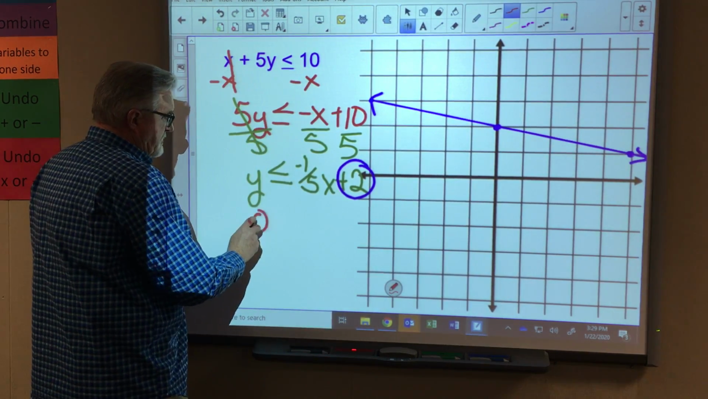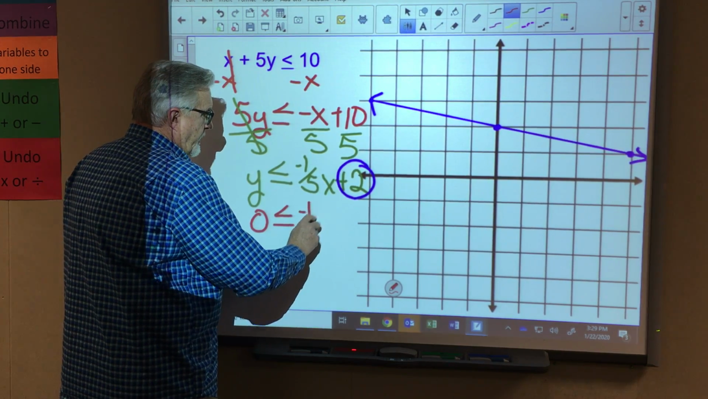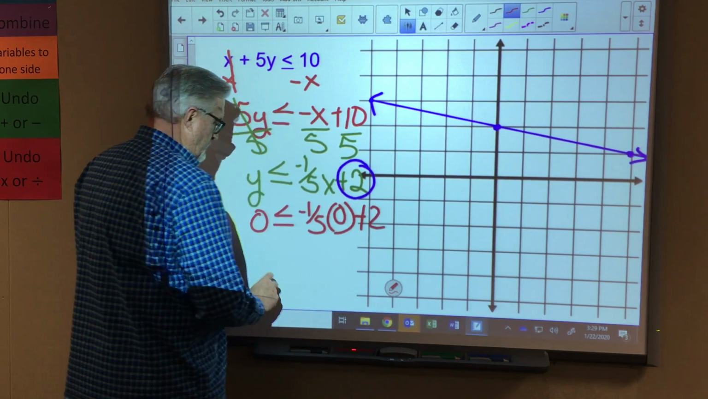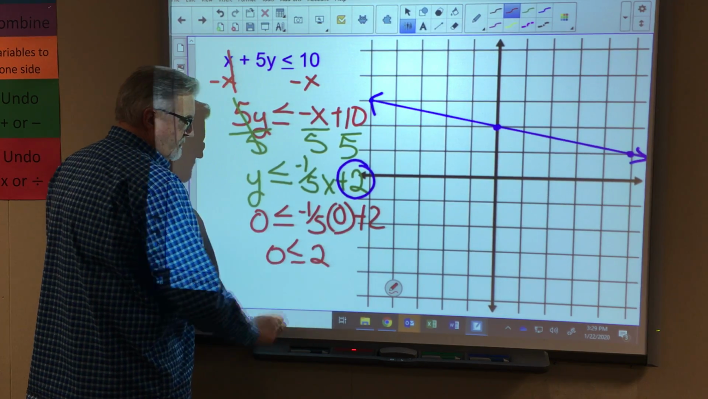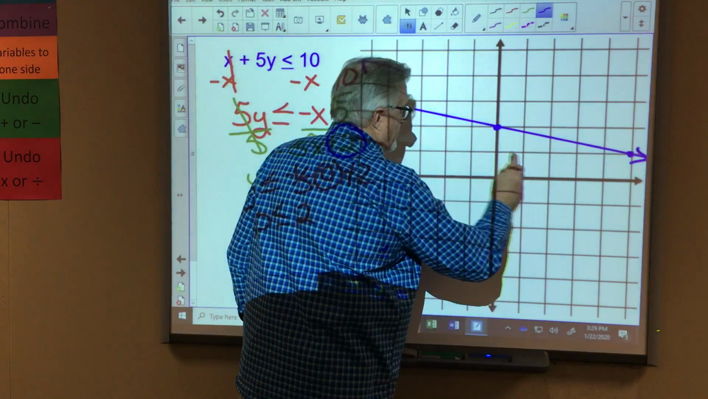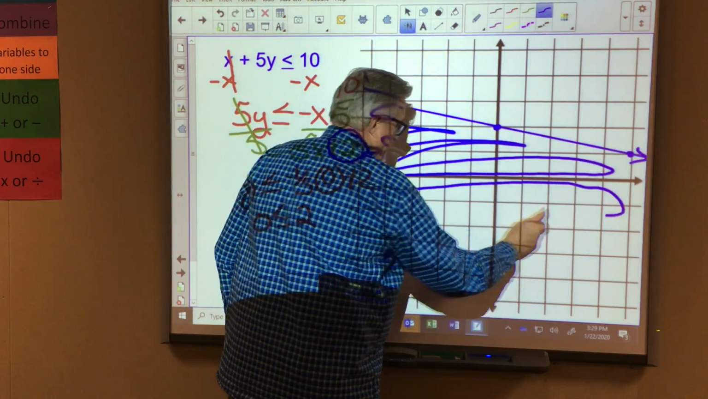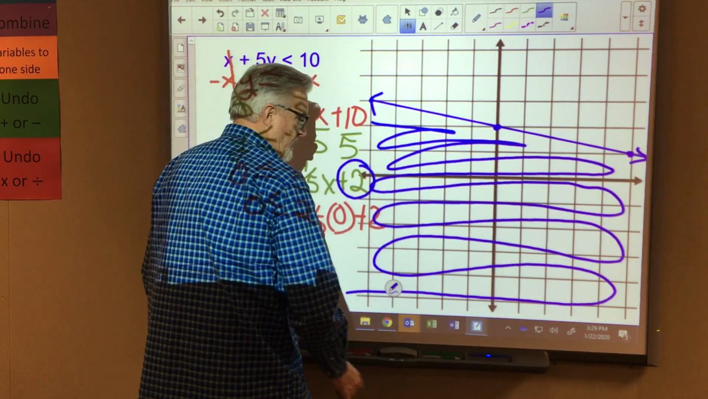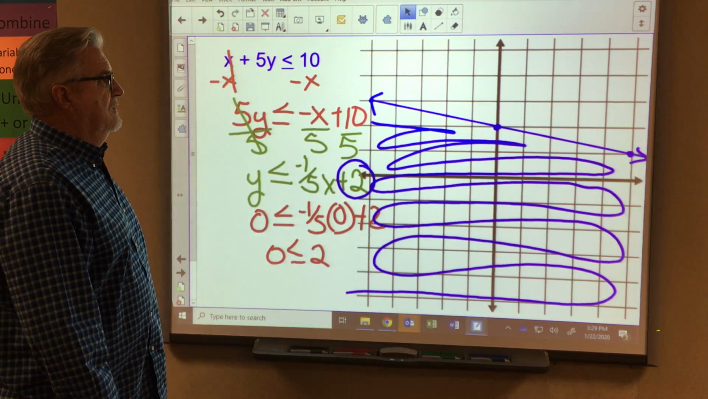So if I plug in 0 here, it says 0 is less than or equal to negative 1/5 times 0 plus 2. Well, that says 0 is less than or equal to positive 2. That's a true statement. So I would need to shade everything in below this line because everything is part of a solution. Every ordered pair below that line, including the line in this case, is a solution to this inequality.